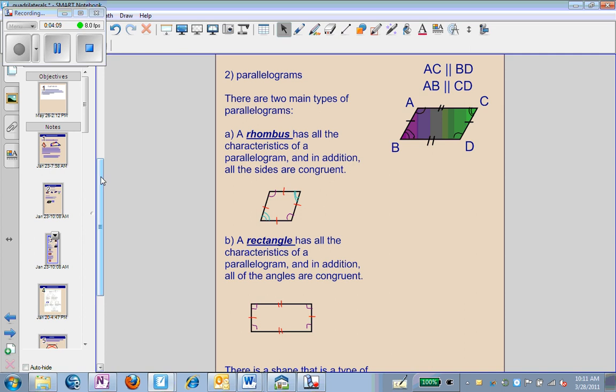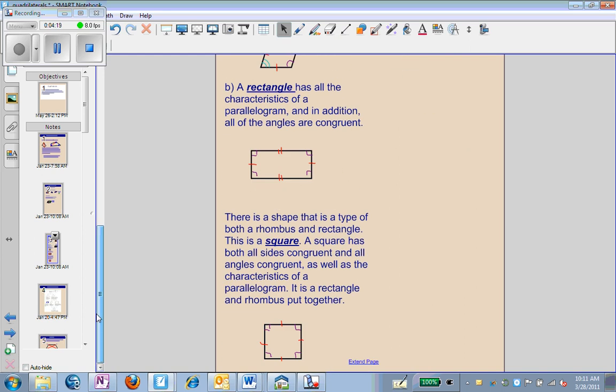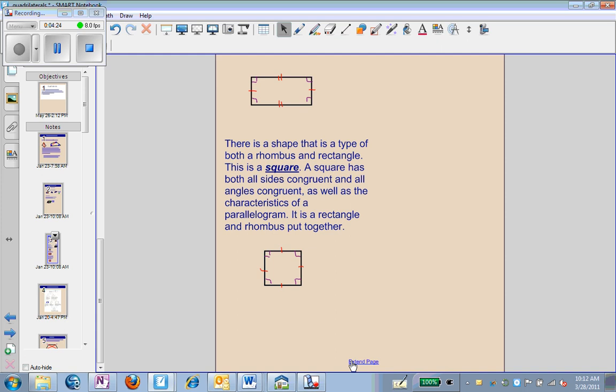Now, if you take a rhombus and a rectangle, and they were to get married and have a baby, in other words, you were to put all their characteristics together, you would end up with a square. And so a square is both a type of rhombus as well as a type of rectangle because it meets all the characteristics of both. Plus, it has an additional characteristic of each. So this is a rhombus because all sides are congruent. This is a rectangle because all angles are congruent. You put all that together, you get a square.